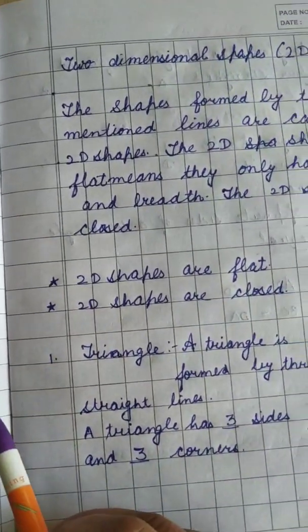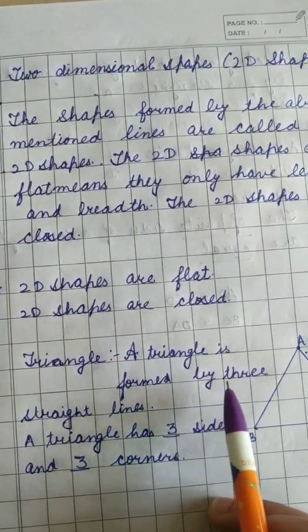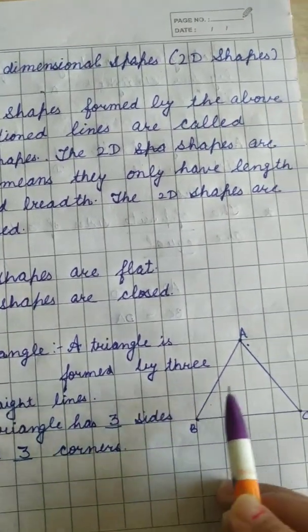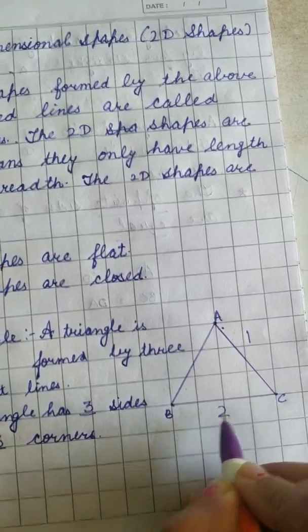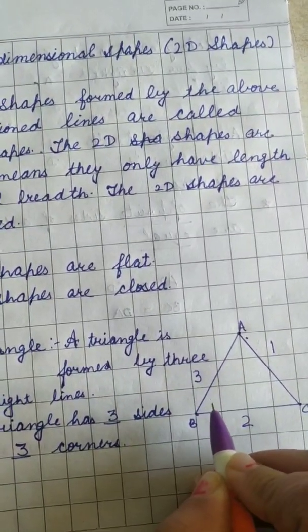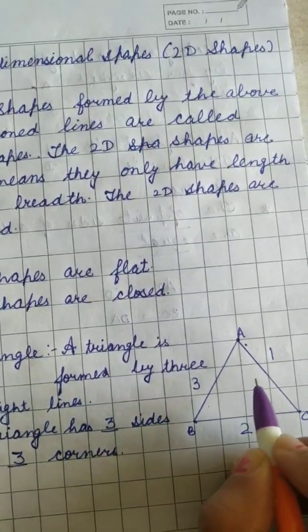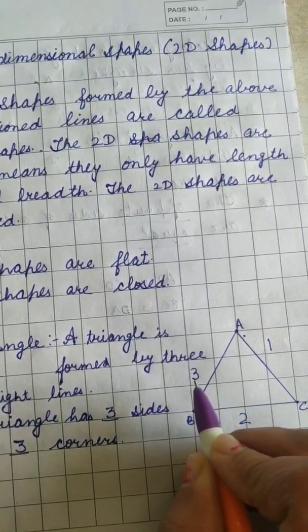Now, the first shape is triangle. A triangle is formed by 3 straight lines. You can count also here 1, 2 and 3. 3 lines formed the triangle. So we can say a triangle has 3 sides, 1, 2 and 3 sides and 3 corners.